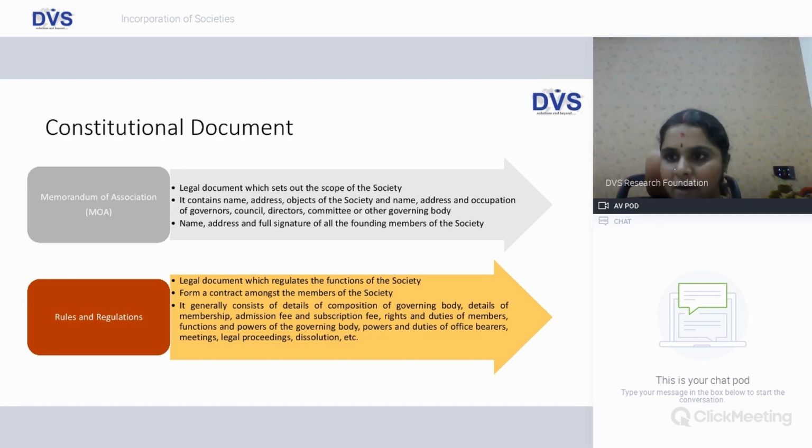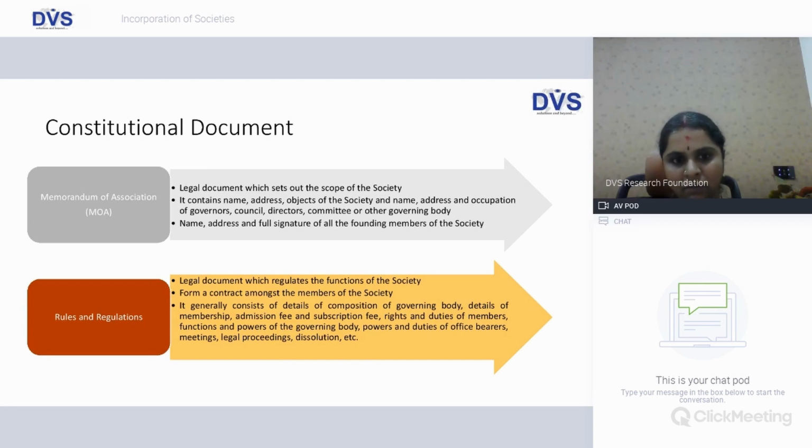So this is a legal document which regulates the functioning of the society, and it binds all the members. Binds because these are the rules in accordance with the provisions of the act, and if the rules are drawn in conformity with the provisions of the act, it is valid. If they are contradictory to the provisions in the act, then the act shall prevail like any other specific act. And these rules form a contract amongst the members of the society, and hence it is binding amongst the members of the society.